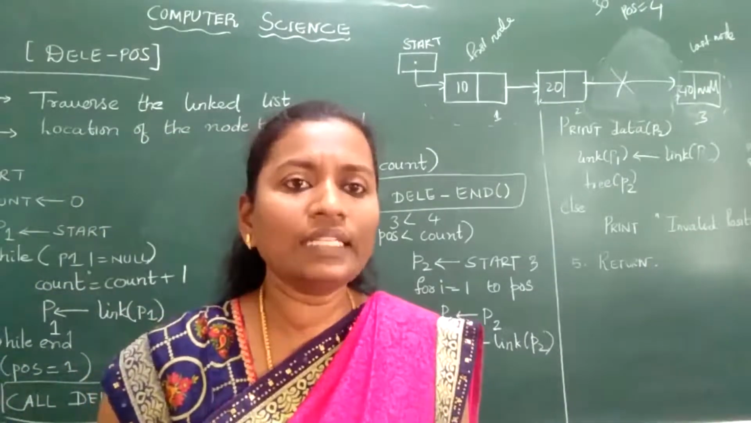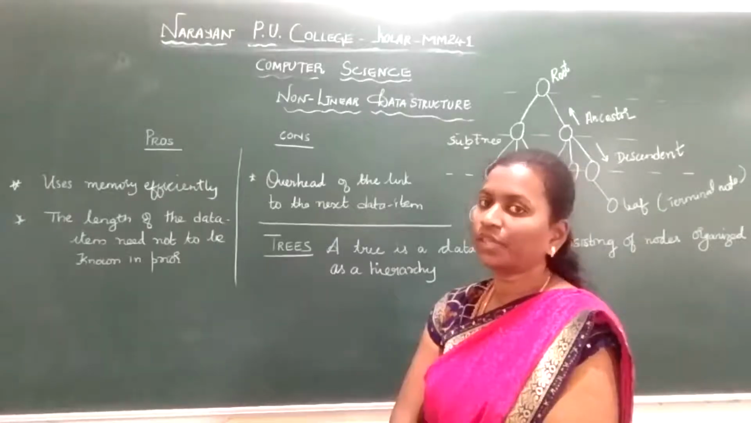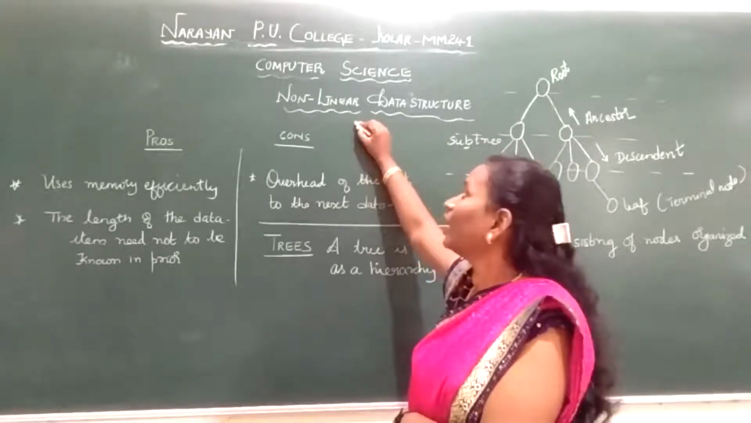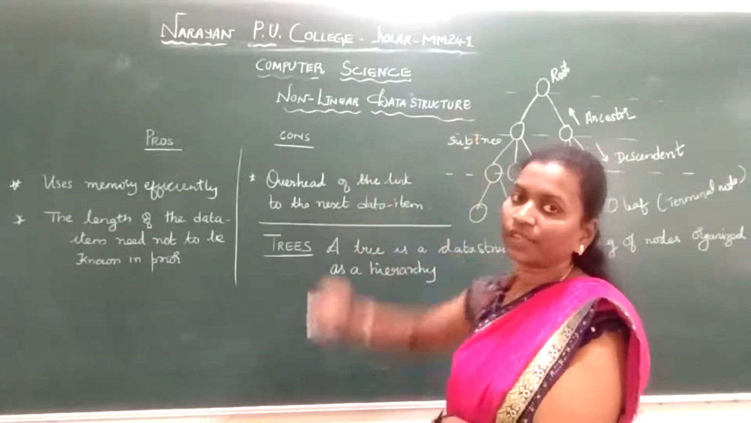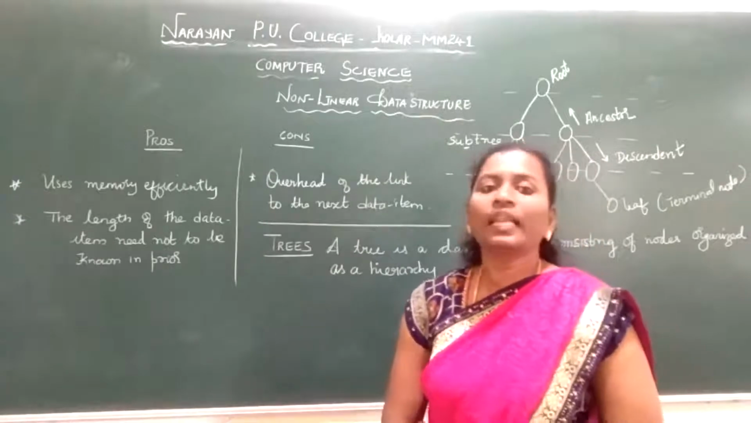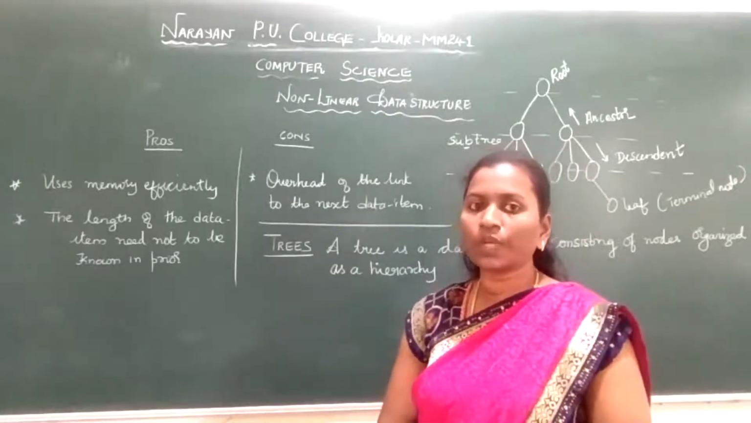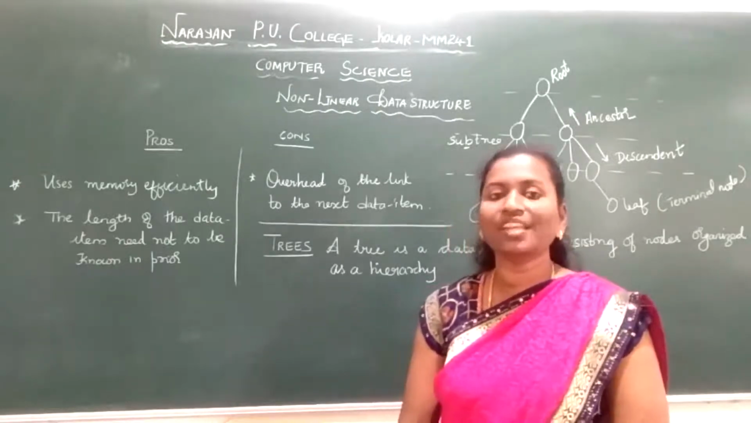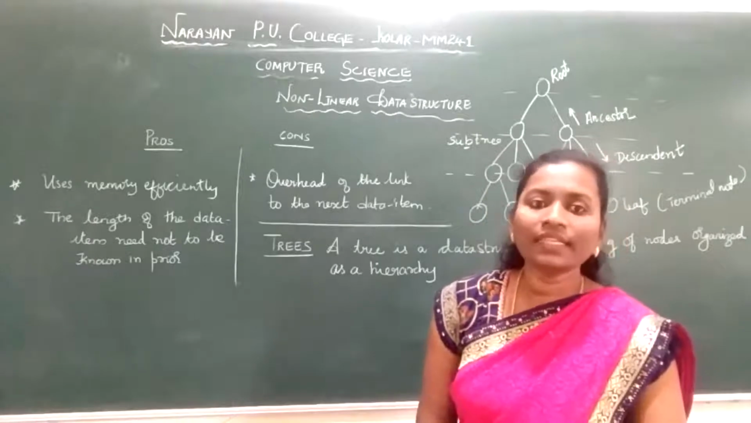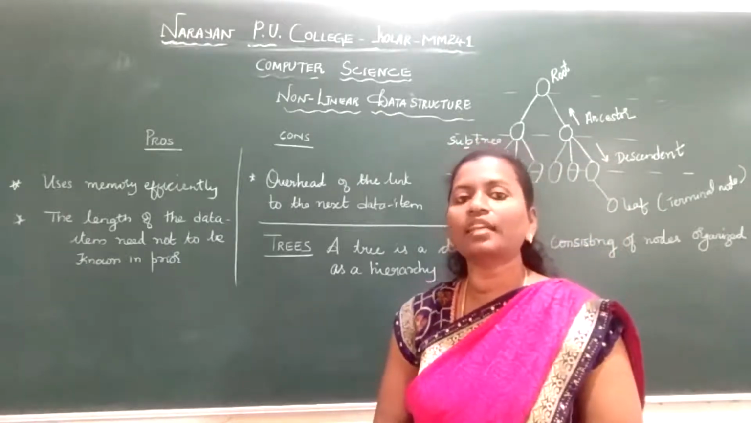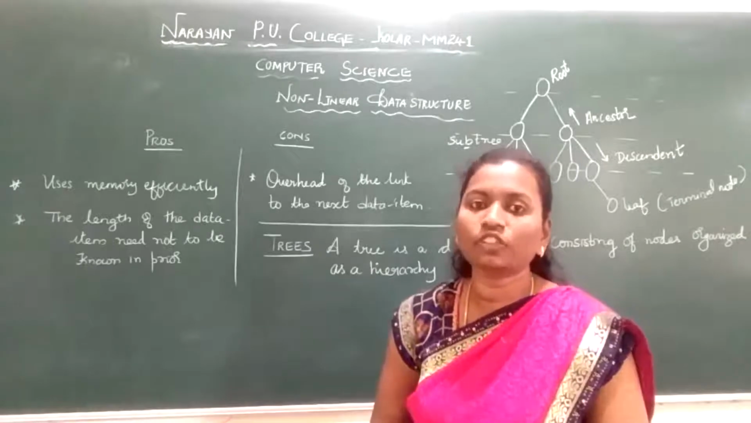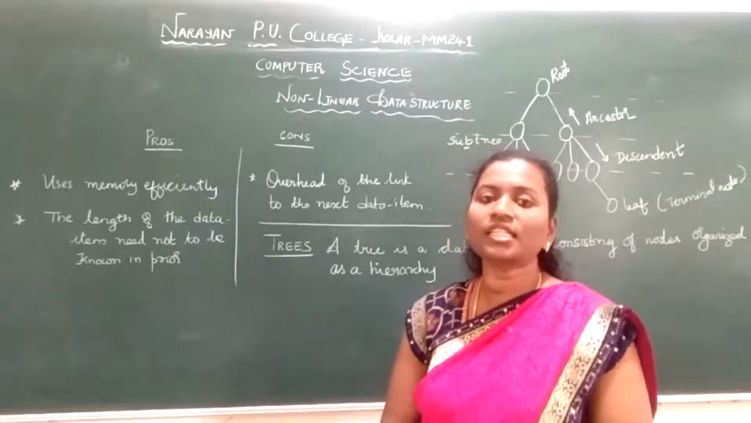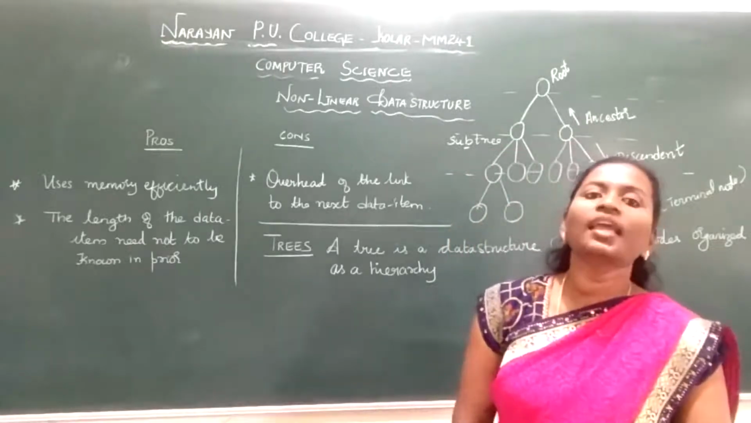Next we will see non-linear data structure. Okay students, now we will see the last concept, that is non-linear data structure. In the classification so far we were discussing linear data structures. Next part is we are going to see the non-linear data structure. Non-linear data structures are data structures in which the data items are interconnected. Each and every data item, several data items, are interconnected with each other. I repeat, a non-linear data structure is a data structure in which each and every data item is interconnected with each other.